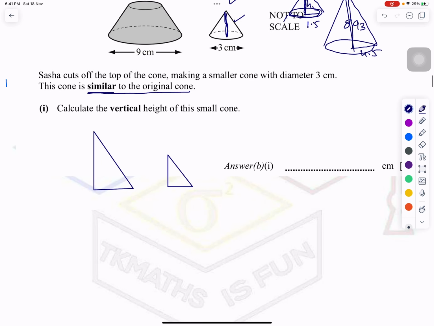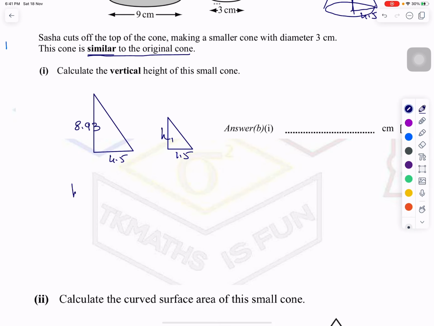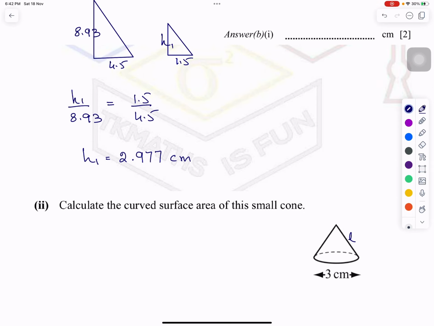So here, it is 8.93, and this I have to calculate, with 1.5 and 4.5. If the cones are similar, I can write the ratio: H1 over 8.93 is equal to the ratio of 1.5 over 4.5. Then you can use the calculator, cross multiplication, and your answer will be 2.97. I'm using a calculator, by the way, not mentally. Now calculate the curved surface area of this small cone.